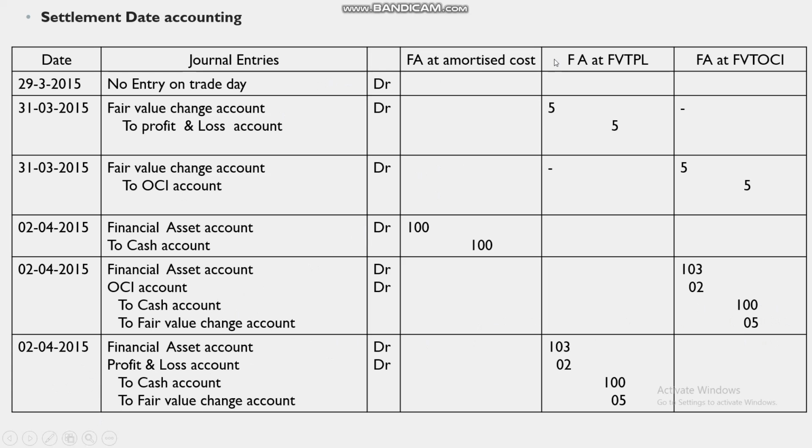So if we are writing it in fair value through profit and loss, then the entry will be financial assets account 103, profit and loss account. We are treating it through the profit and loss account, so that's why the financial asset account is debited to profit and loss account. What is the loss? That was 105 lakh, and it decreased to 103 lakh. So 103 lakh is the financial asset and 2 lakh is the loss. That's why it is debited. To cash account, how much we need to pay? 100, and the total fair value change is 5. So this is the entry under the settlement date account.